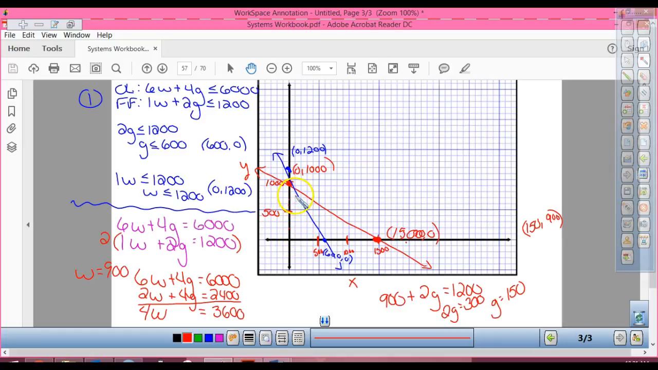Okay, so we're going over to 150, which is halfway between 100 and 200, right? And up to 900, which is right there. And label this 150, 900. Okay, now the only place that we're going to make profits is underneath these lines. So right there is where we can make a profit. Anything above that is impossible. Anything in here, we're going to lose money.